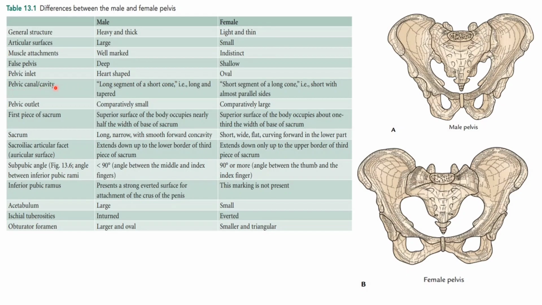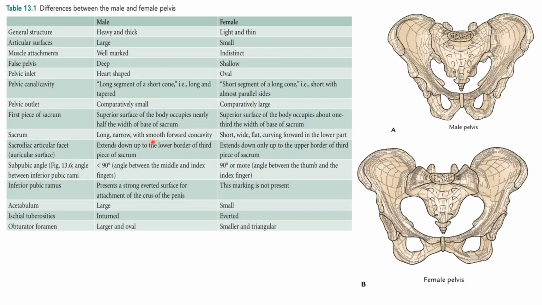Pelvic canal or cavity: it is long and tapered in case of male and it is short with almost parallel sides in case of female. Pelvic outlet: it is comparatively small in case of male, whereas it is comparatively large in case of female. First piece of sacrum: superior surface of body occupies nearly half the width of base of sacrum in case of male, whereas in case of female, superior surface of body occupies about 1/3 of the width of the base of sacrum.